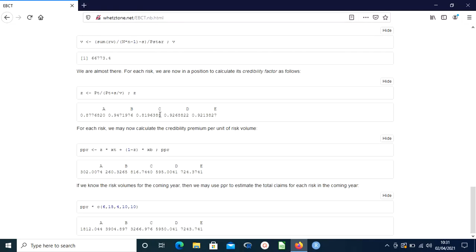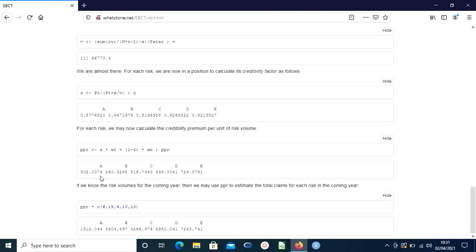Okay, and in fact, for all of them, because the credibility factors are so high, when we're calculating the credibility premium per unit risk volume, we give more weighting to the data we have for the particular fleet than to the mean for the overall fleet. That's what this credibility factor is telling us. So when we do that, there we have it.